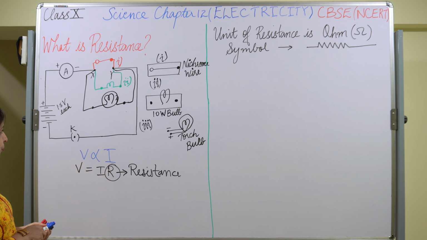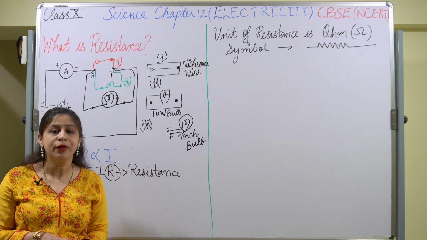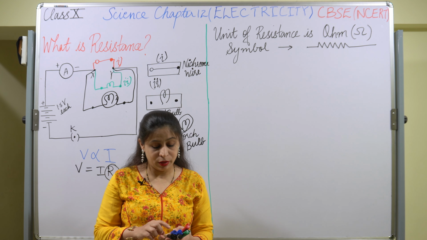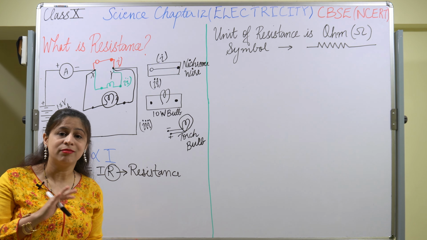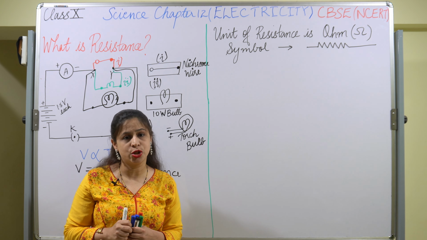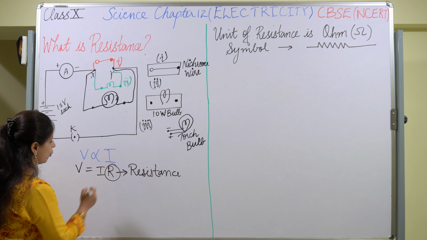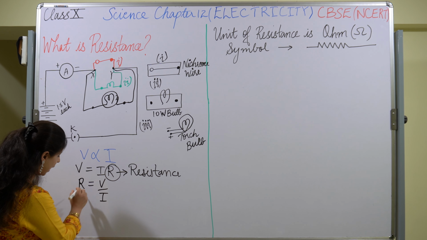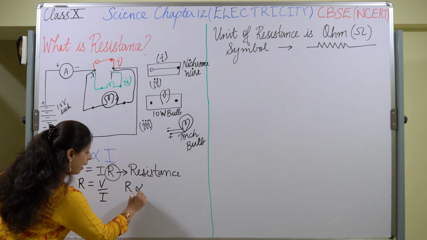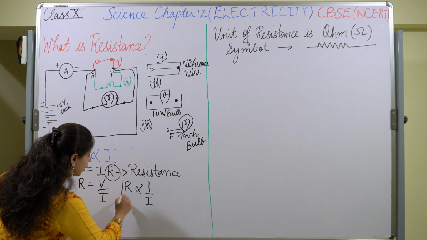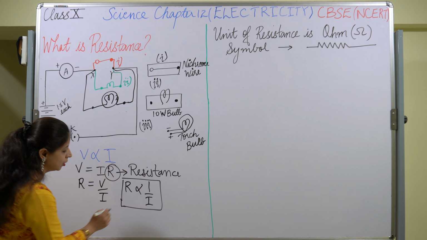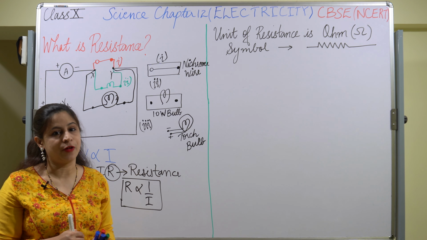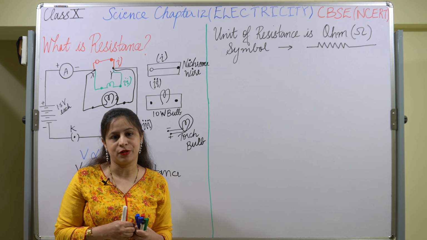So one thing is concluded for sure: if the resistance is different, the current flowing through the conductor is different. Now, how do the current and the resistance depend on each other? We have already seen that R is equal to V upon I. So current and resistance are inversely proportional to each other. That means resistance is the obstruction, the opposition in the flow of current.